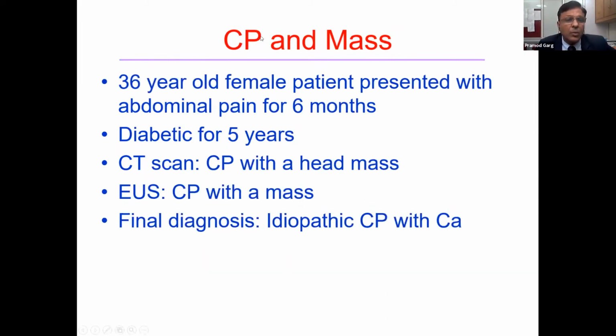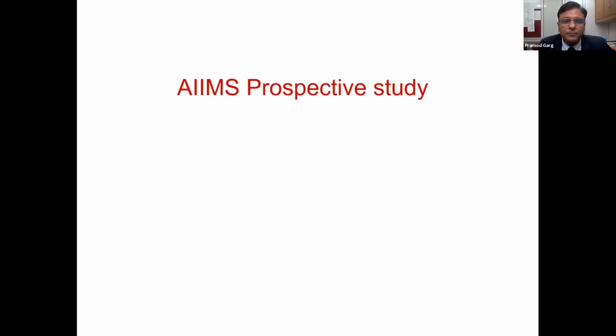Now, this is another patient who is 36 years old, and she is a young patient. She presented with pain for 6 months only. Mind you, it's pain only for 6 months. But she was diabetic for 5 years. The CT scan showed features of chronic pancreatitis with a head mass, and this is what was confirmed on EUS also. The final diagnosis was made of idiopathic chronic pancreatitis, which is mostly genetically determined in our patients, with CA pancreas.